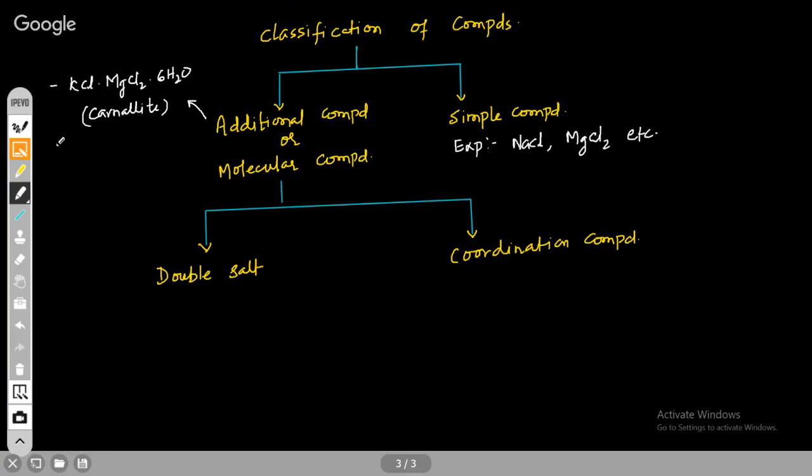Another example of an additional compound is Mohr's salt, which is FeSO4.(NH4)2SO4.6H2O. The name of this compound is Mohr's salt.